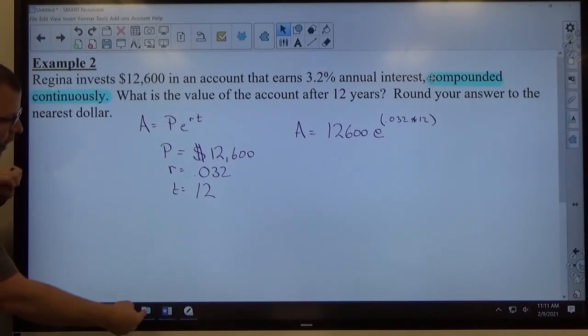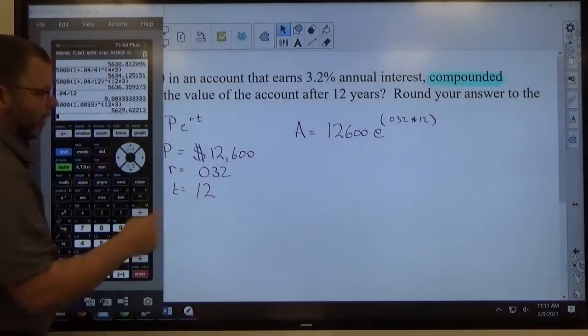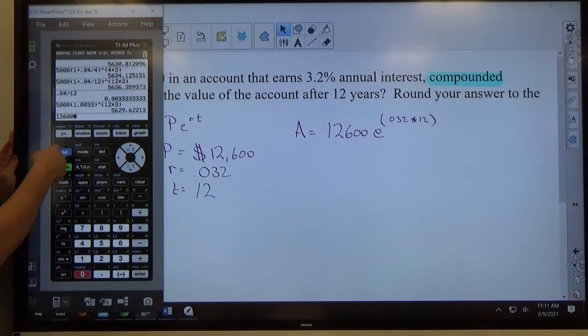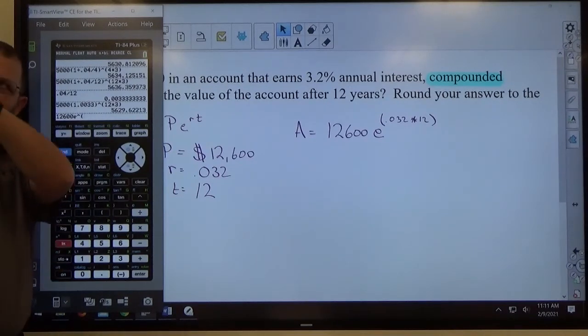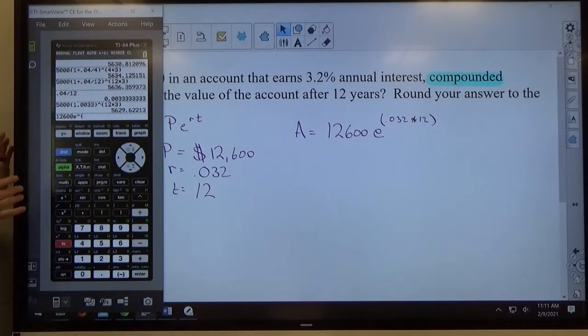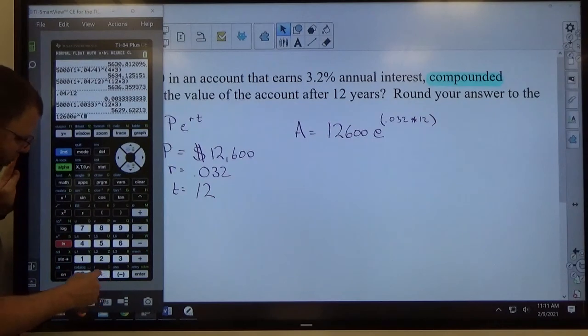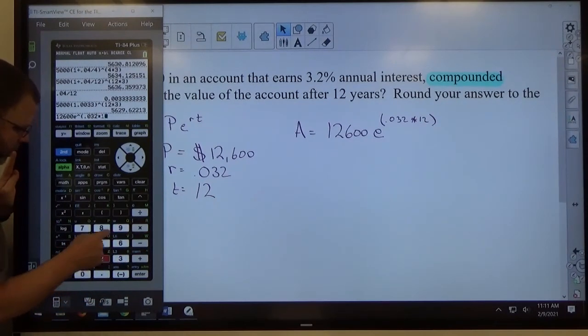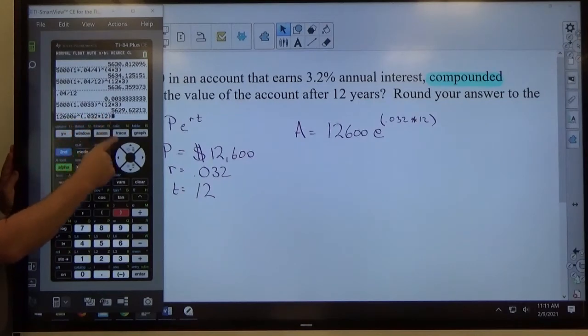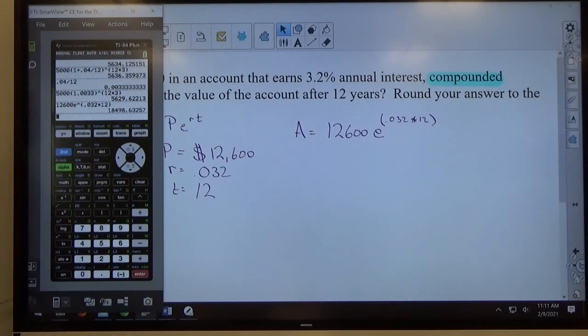So on my calculator here, I'm going to type in 12,600. I'm hitting the second LN button to get my e caret parentheses. You again have to hit second PRB, arrow over to LN, and then choose number 2. Okay, that's how you get it on your calculators. And then 0.032 times 12 in parentheses. So again, e caret parentheses, product, and parentheses, equals. After 12 years, she should expect to have $18,498.63.